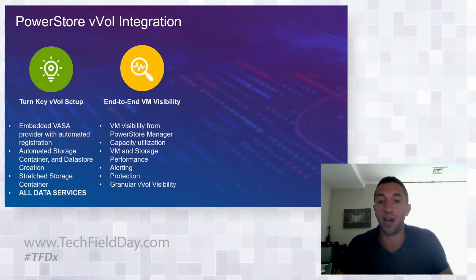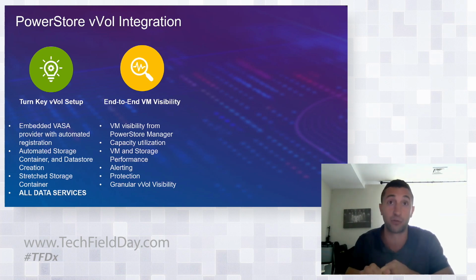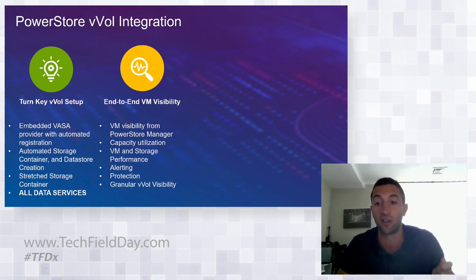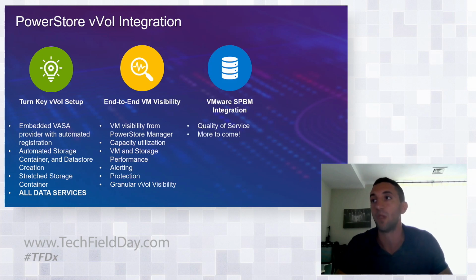Next is end-to-end VM visibility. So we have virtual machine visibility that allows users to track capacity utilization, VM compute performance, storage performance, alerting, protection, and even individual vVol granularity that allows users to see things at the individual vVol level within a VM. This is all within the PowerStore Manager, and we have a demo on this shortly after.